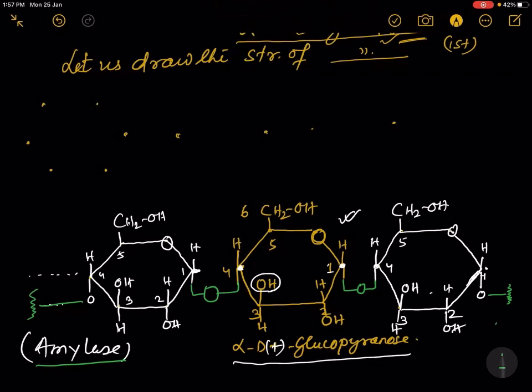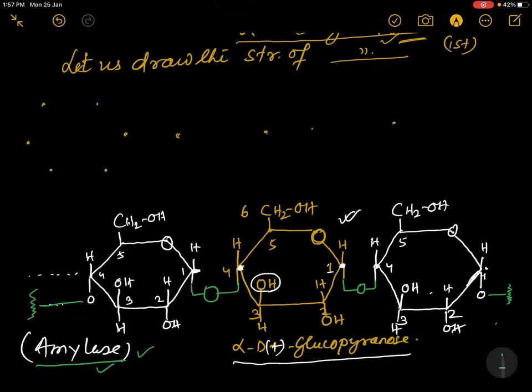Now this is alpha D glucopyranose, and on polymerization gives amylose. This is unbranched and it is known as amylose. This is a part of starch. Now we have to draw the structure of amylopectin by connecting two amylose units at 1 and 6 linkage.